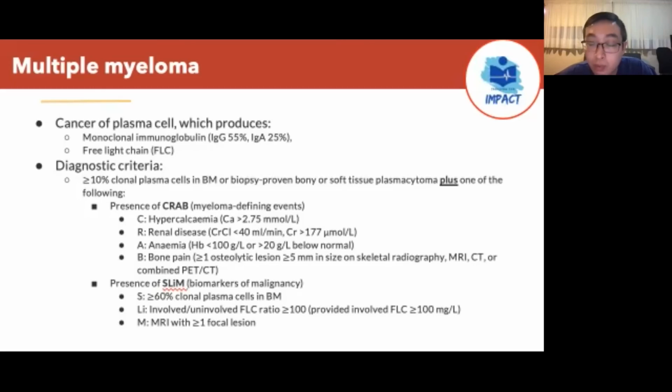Now, multiple myeloma is when one of these plasma cells that are just chilling out in the bone marrow becomes neoplastic and begins to divide and proliferate out of control. And the result of that is that this neoplastic plasma cell starts to secrete large amounts of monoclonal immunoglobulin. The most common immunoglobulin is of the IgG subtype. So 55% are IgG subtype. About 25% is IgA, and very rarely IgM or any other subtype.